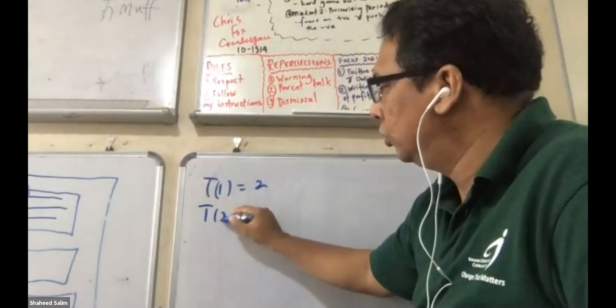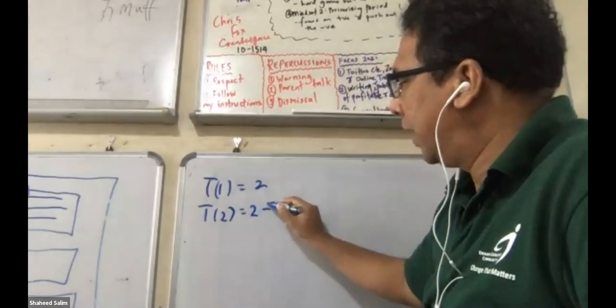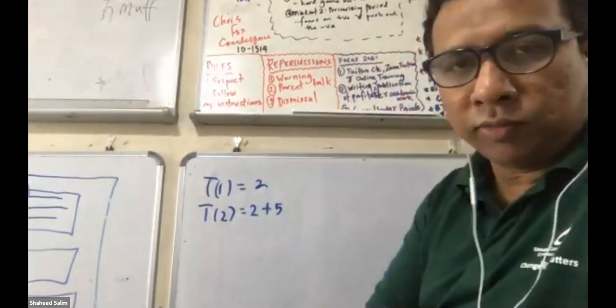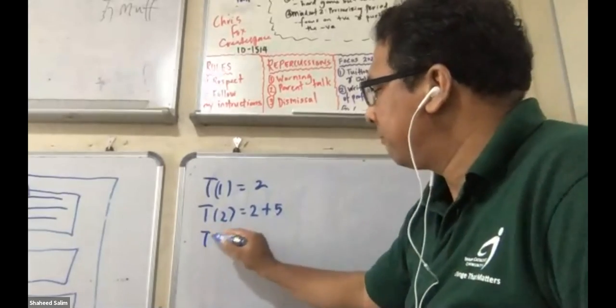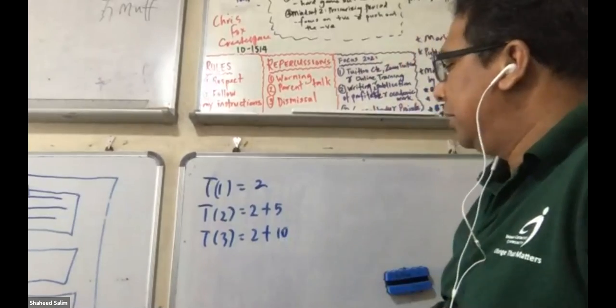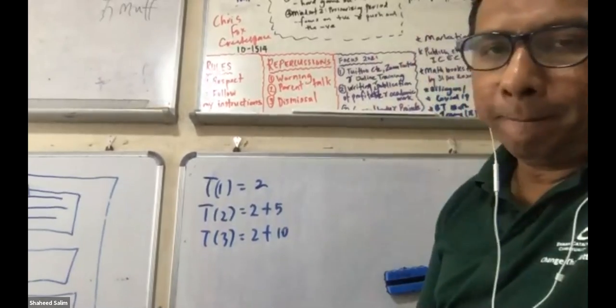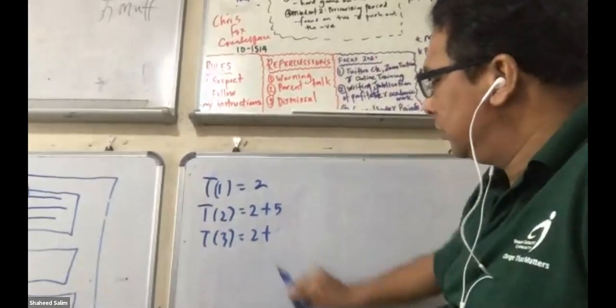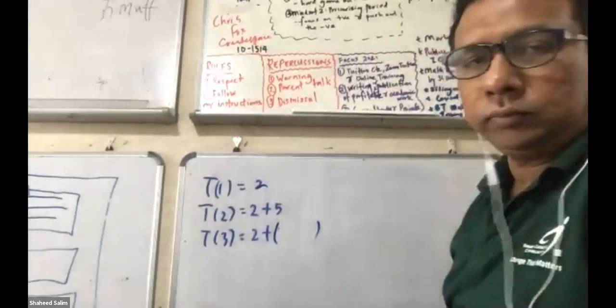Term number 2, 2 plus 5. Am I correct? You wrote 2 plus 5. Term number 3, you put 2 plus 10. But can you write it in terms of 5 now? This will be 5 times 2. 5 times 2.